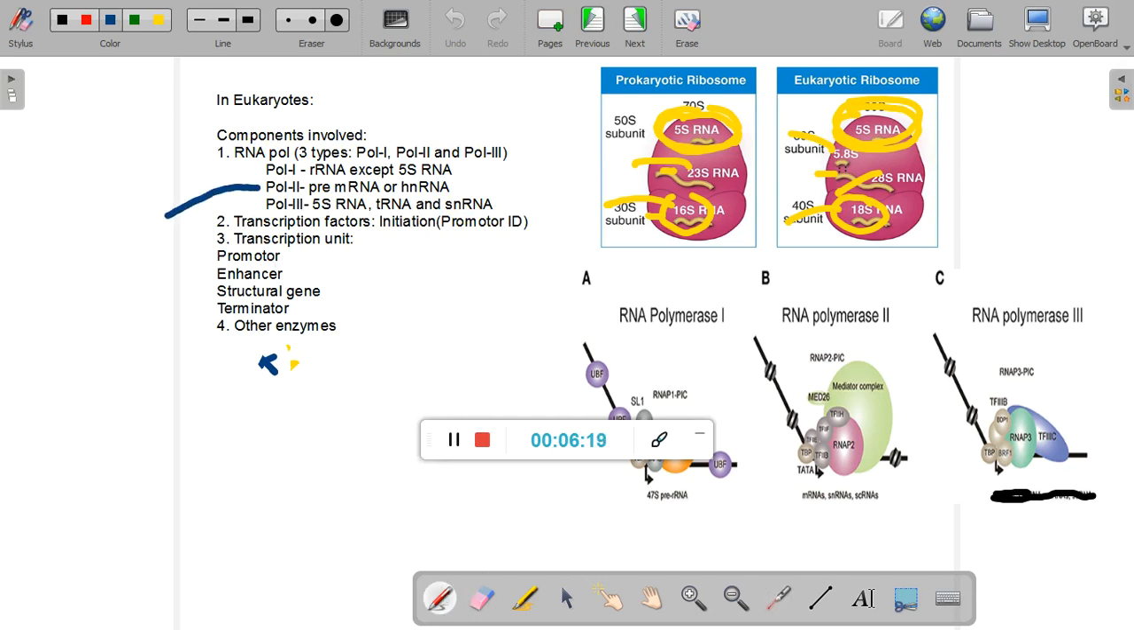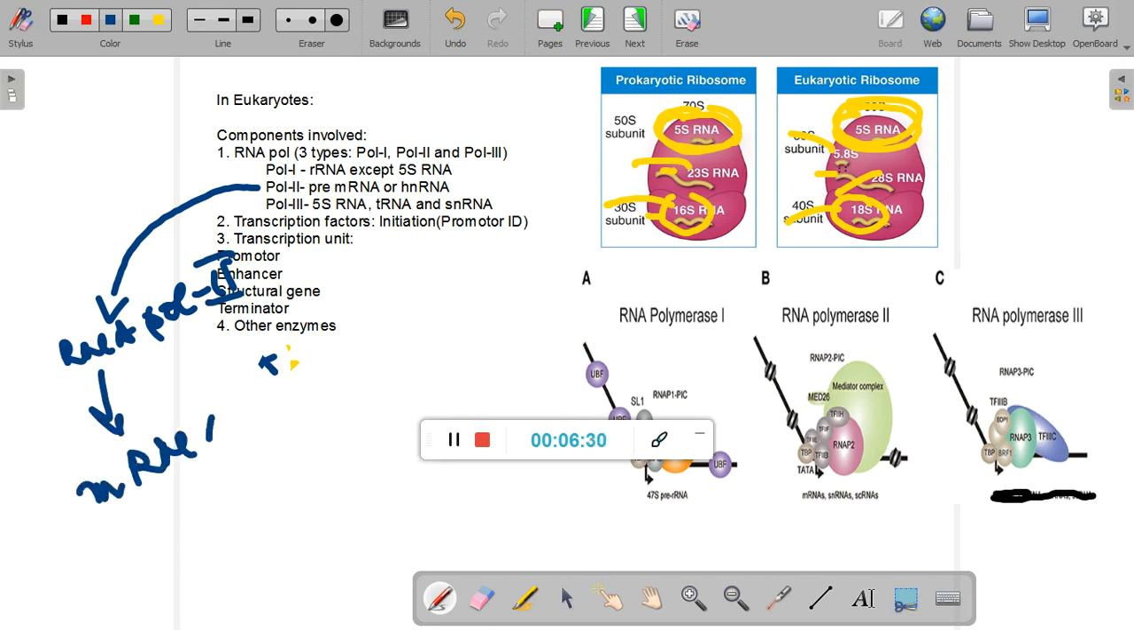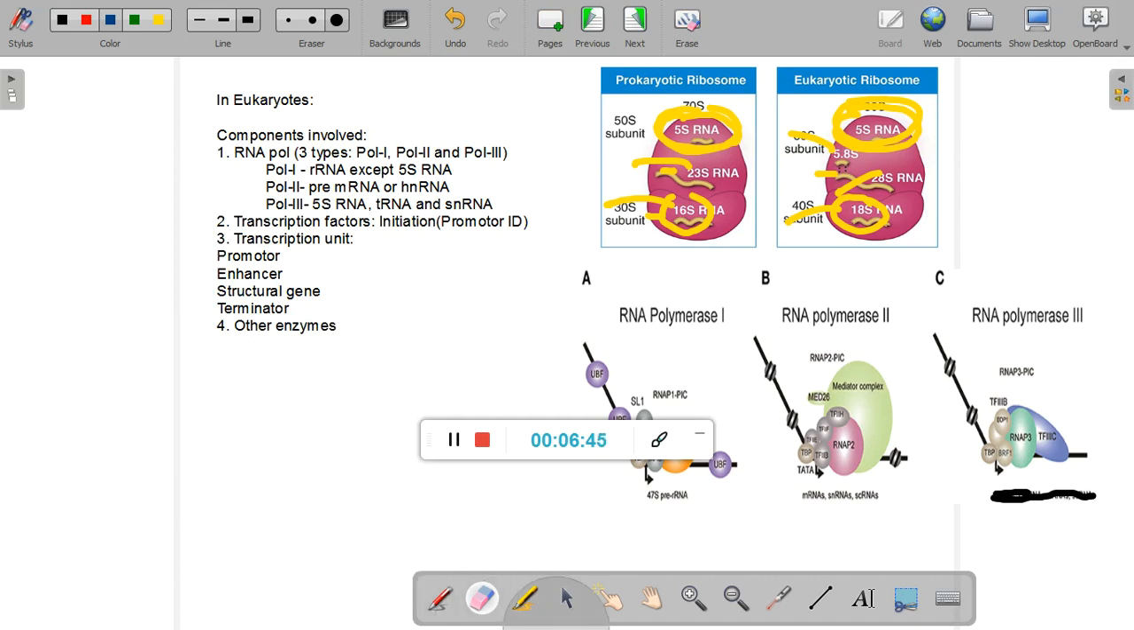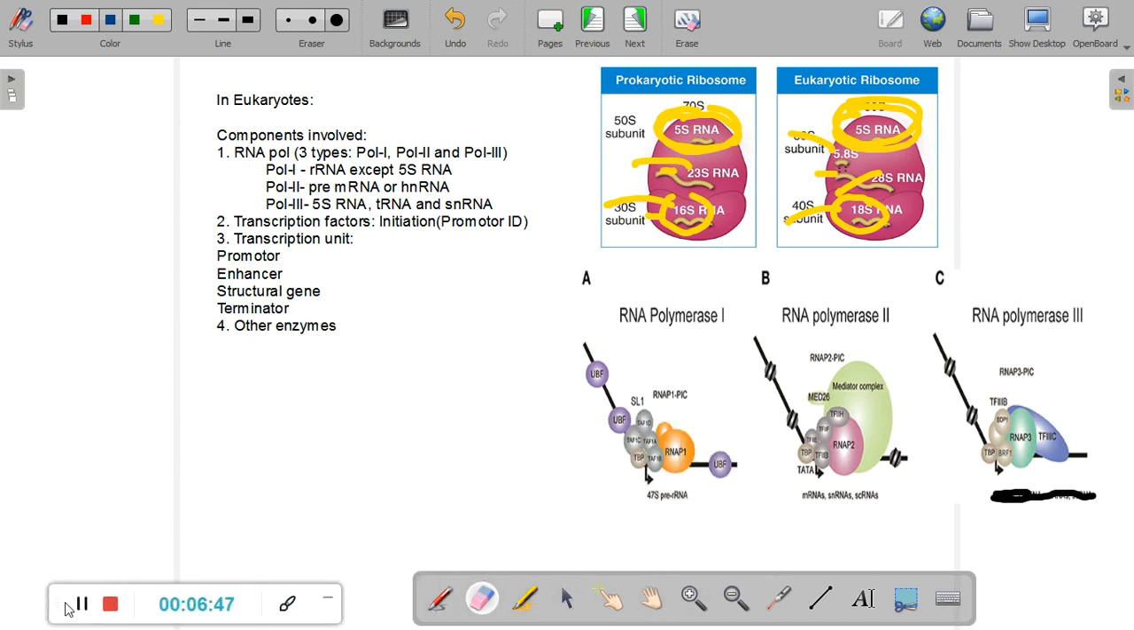But here the most important enzyme for us at the moment is RNA polymerase 2. And why is it important for us? Because this is what will give rise to mRNA, basically hnRNA, and then this will be matured into mRNA, and then this mRNA will form proteins. Right? So that's why this is important to us. So that is the first component that we've spoken about in eukaryotic transcription.